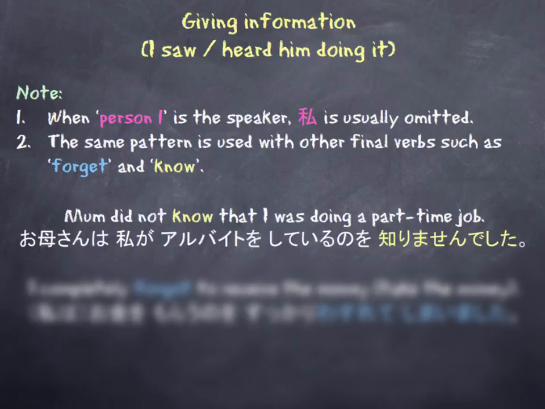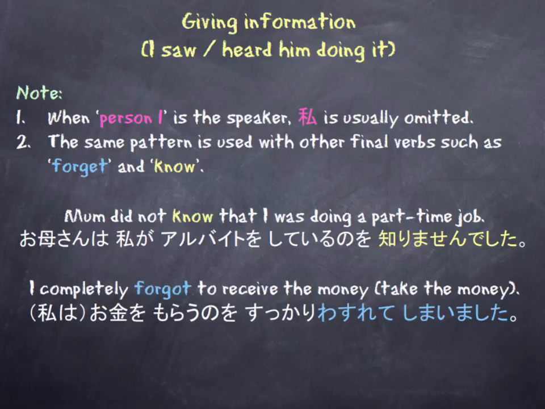For example, Mum did not know that I was doing a part-time job. お母さんは私がアルバイトをしているのを知りませんでした. So in this case, we've used the verb 知ります and we've changed it into its polite past negative tense. 知りませんでした.